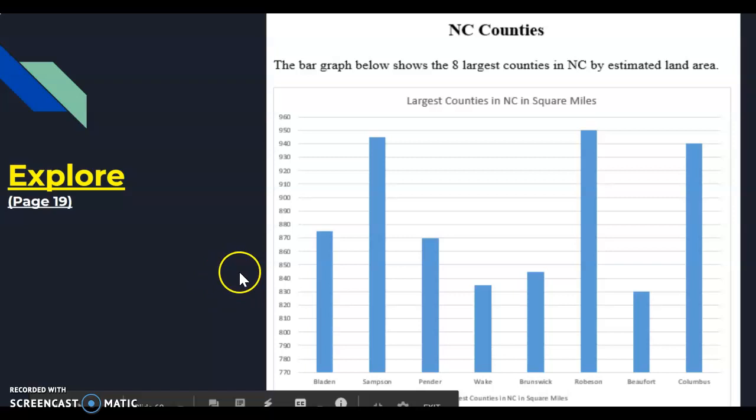For our live session, I'm going to have you type it into the chat box. If you're watching the recorded version later, I want you to be thinking about the actual graph itself and what you notice and what you wonder about it.